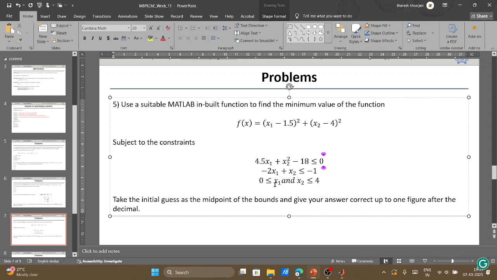x1 is greater than 0, yes. 2 is greater than 0, 3 is less than or equal to 4, that is fine. Here, minus 2 times 2 minus 4 plus 3, which is equal to minus 1, is equal to minus 1, right? Then this condition.